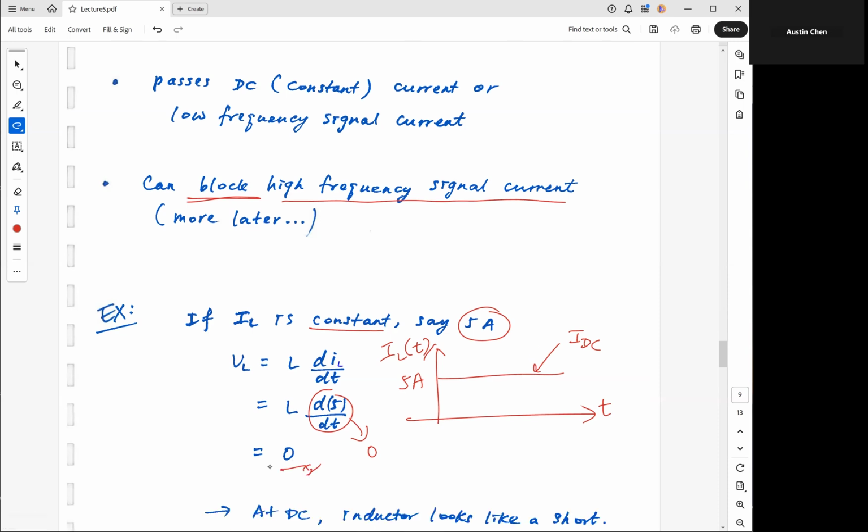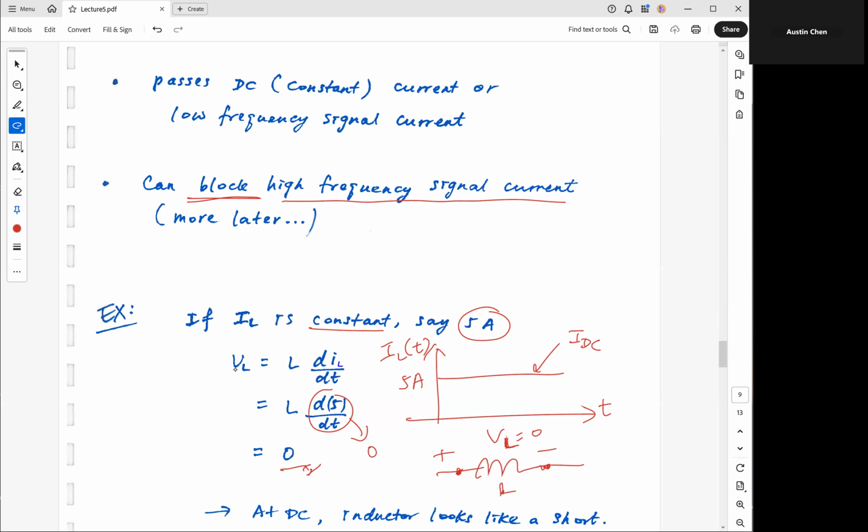So what does that tell you? Well, the voltage drop, this is the context here. So this is VL and this is L. If VL is equal to 0, that means the voltage drop between this point and this point, if you take the difference, will give you 0. There's no voltage drop. So that means this voltage and this voltage are the same.